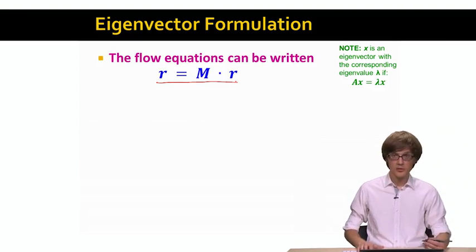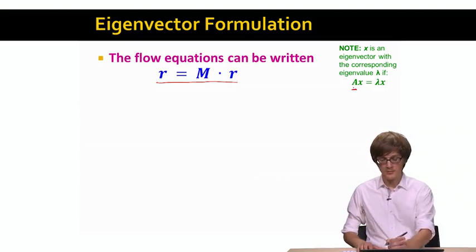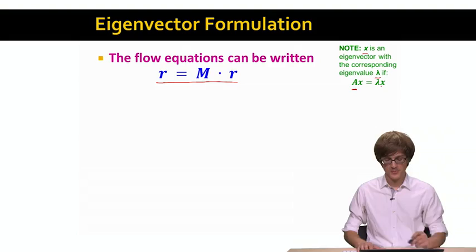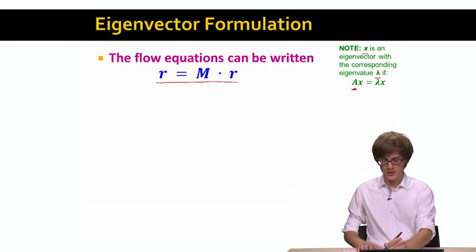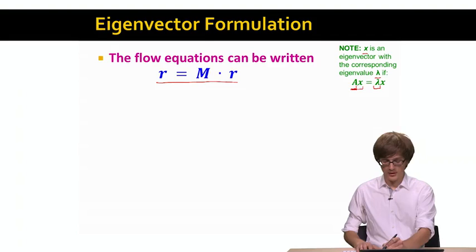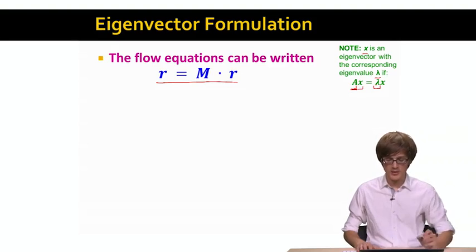So let me remind you what eigenvalues and eigenvectors of a given matrix are. If I have a matrix A, then x is called an eigenvector with the corresponding eigenvalue lambda if x is a solution to the equation A times x equals lambda x. Just saying it again, A is a matrix that we are given, x is something we'd like to compute and it's a vector, and lambda is also something we'd like to compute and it's a scalar, a real number or a complex number. So x is an eigenvector and lambda is an eigenvalue if they are a solution to this equation, Ax equals lambda x.